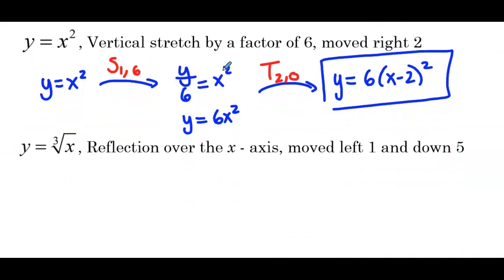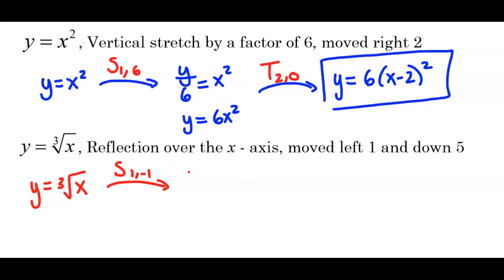Next up, we have y equals the cube root of x, and the transformations are a reflection over the x-axis, followed by a move left 1 and down 5. So we have y equals the cube root of x. First we have a reflection, which we're going to think of as a scaling of a negative value. If we're reflecting over the x-axis, that means we're negating our y values, and there are no other scale factors here, so our scaling is 1, -1. We're multiplying every y coordinate by -1.